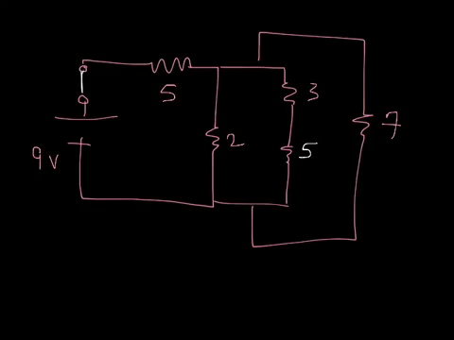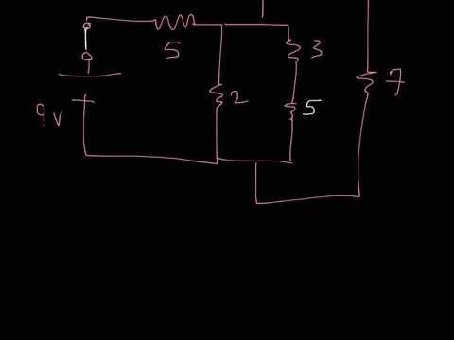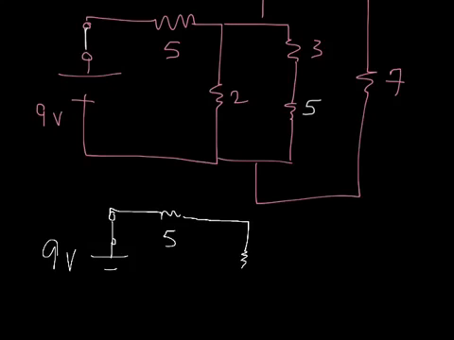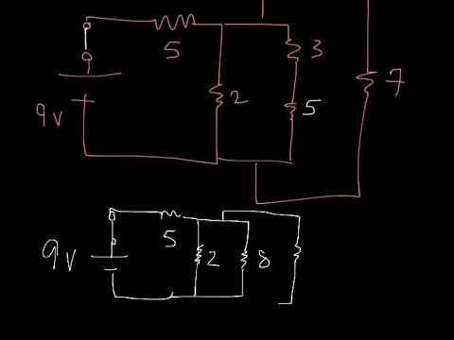Let's combine the ones in series and let's redraw the diagram. I want you to do this every time, please. Don't get lazy and try and cross stuff out. Okay, that's what we've got right now. Why did I put an 8? 5 and 3 is 8. And 5 and 3 are in series.